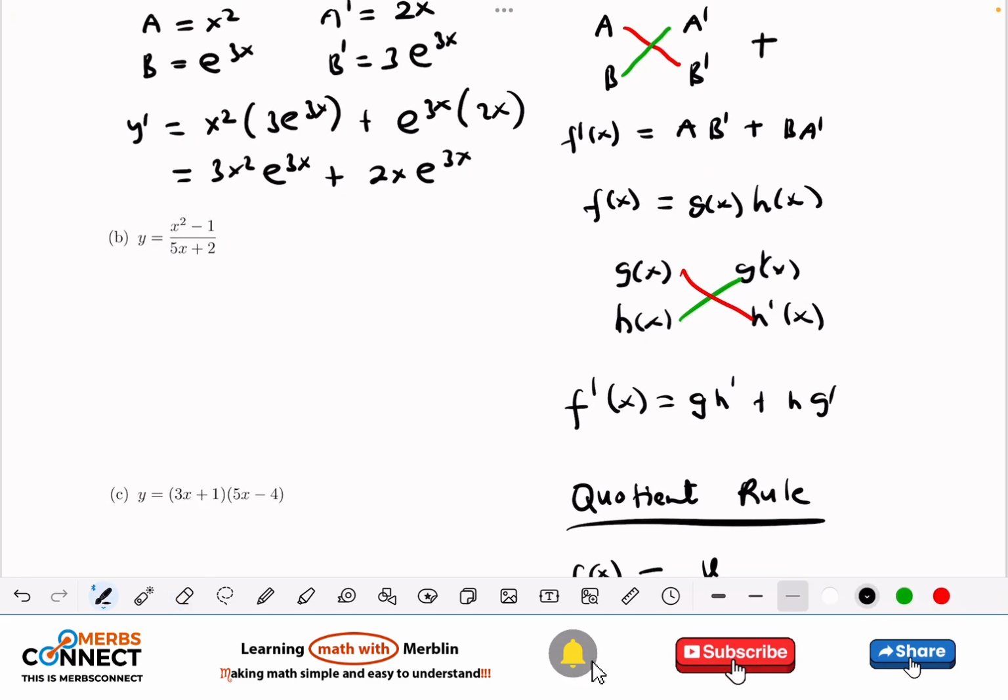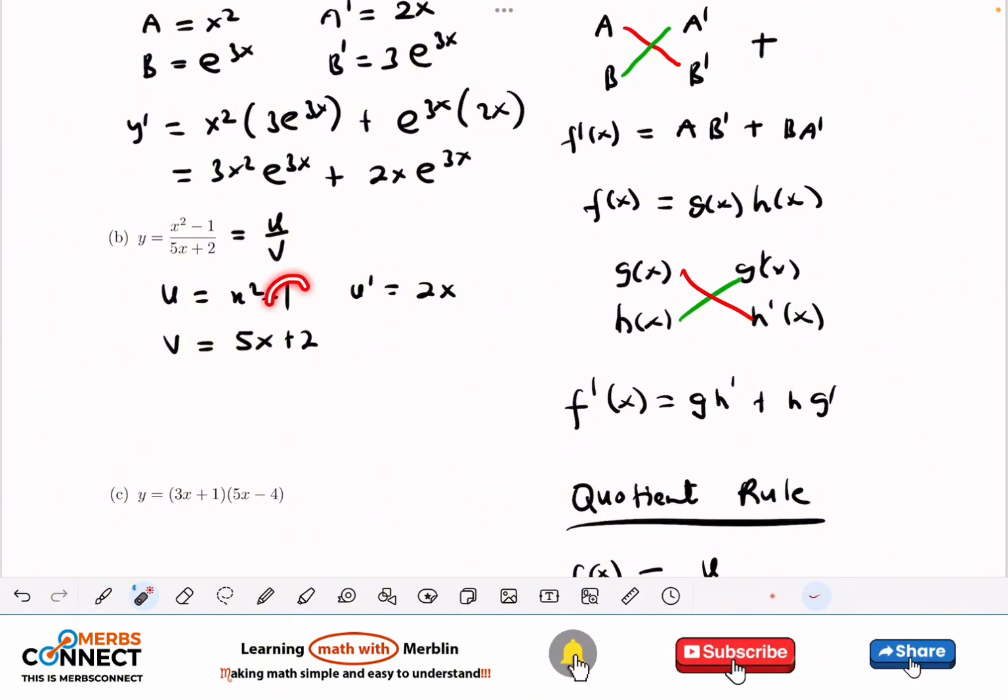As I said, I will let this one be equal to u divided by v, right? If it is u divided by v, then u will be equal to what? x squared minus 1, and then v will be equal to 5x plus 2. Don't forget, u is on the top and v is on the bottom. Now, since I know my u and my v, I need u prime. When I differentiate x squared, I'll get 2x, but when I differentiate 1, I'll get 0. So minus 0 is just 2x.